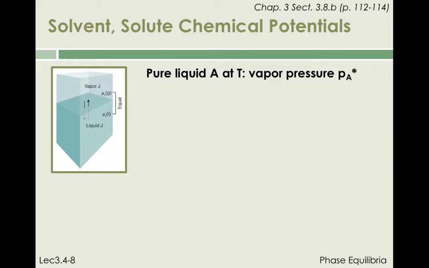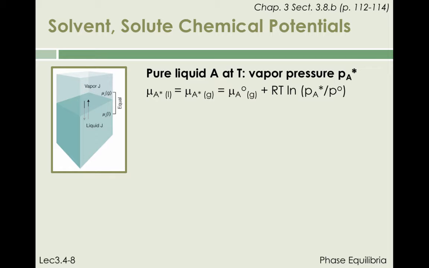First, we consider the equilibrium between the pure solvent A and its vapor at temperature T, where the vapor pressure of pure A is denoted by PA star. Since vapor and liquid A have the same chemical potential, we write mu A star for the liquid equal to mu A star for the vapor. Second, we use the relationship from the preceding slide to relate the chemical potential for the vapor at pressure PA star to the chemical potential for the vapor at standard pressure. So mu A star for the vapor is equal to mu A standard for the vapor plus RT times the natural logarithm of PA star over P standard.